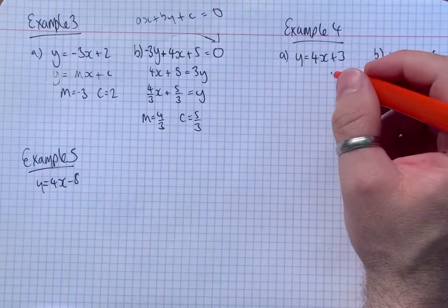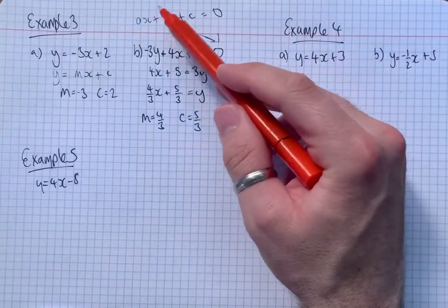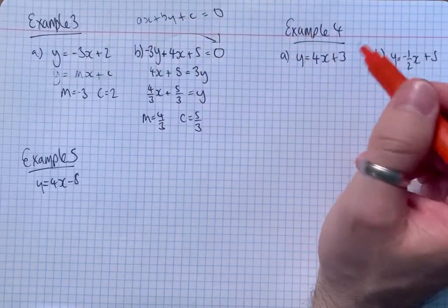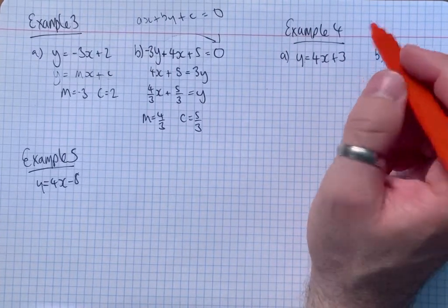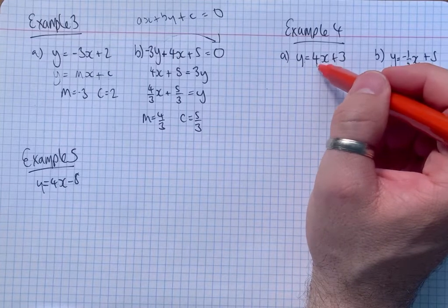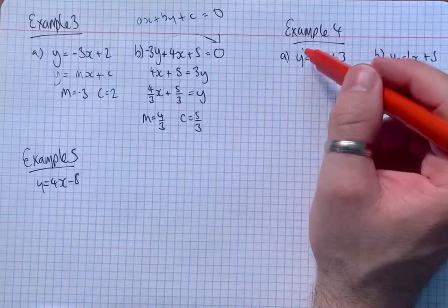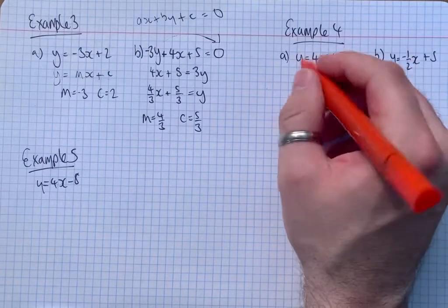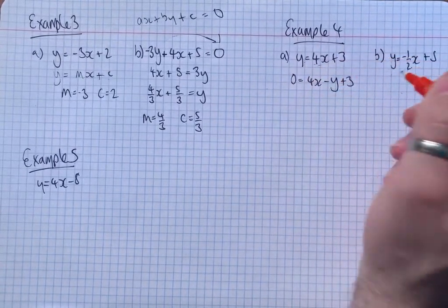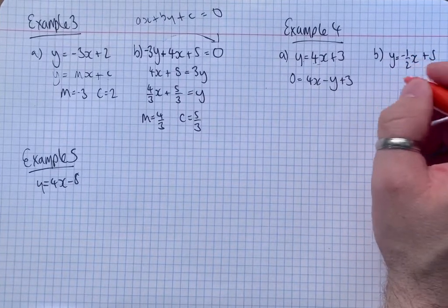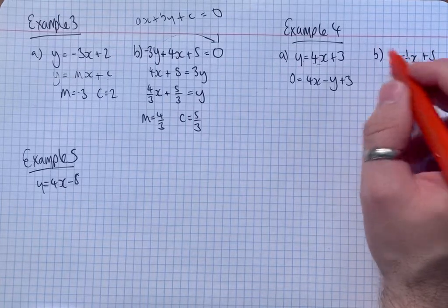Example 4. In example 4, you're asked to change them from y equals mx plus c form to this form, ax plus by plus c equals 0. So we need to make it equal to 0, and you ideally want a to be positive, so you want the number in front of the x to be positive. So these two can stay on this side. All we need to do is wallop y over. So 0 equals 4x minus y plus 3. That's it, done.